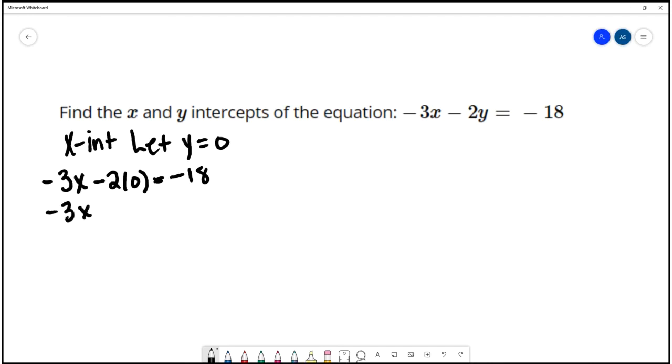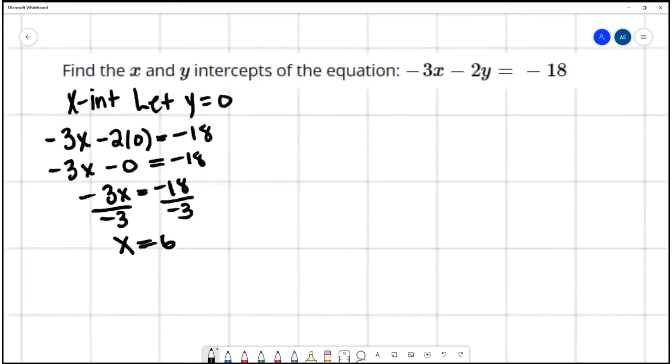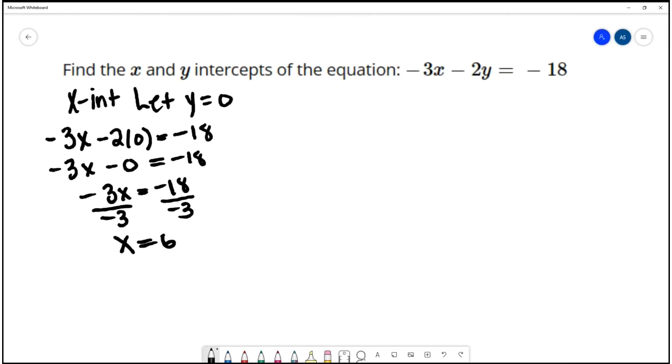We have negative 3x minus 0 equals negative 18. Negative 3x equals negative 18. Divide by negative 3, and x is equal to 6. So this equation has an x-intercept of (6, 0).